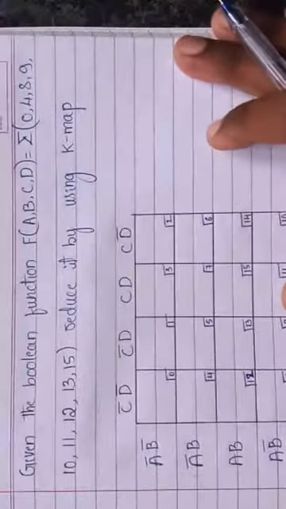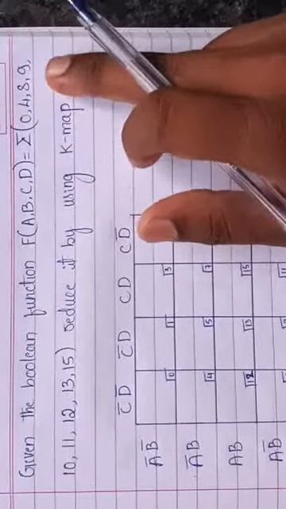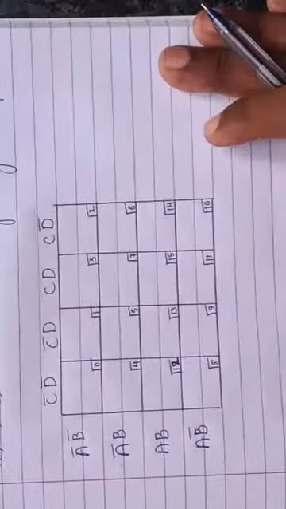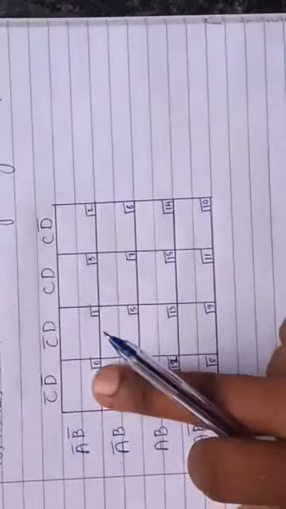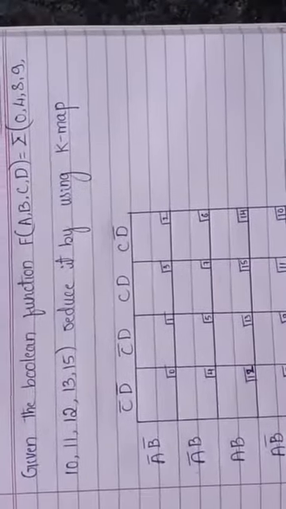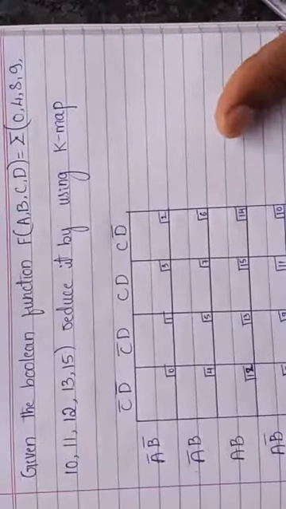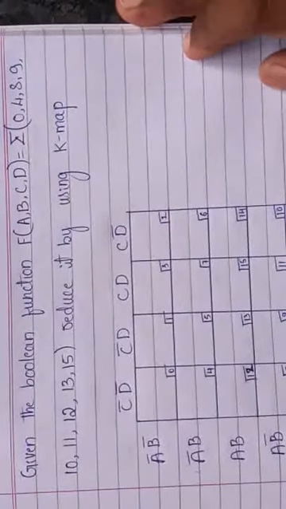Next, now the numbers have to be plotted. You see in the question, the numbers are given: 0 4 8 9. If it is a 4 variable K-map, then you will get the numbers from 0 to 15. From 0 the maximum number is 15. So in the question also, the numbers vary from 0 to 15, not any number above 15 if it is a 4 variable K-map.